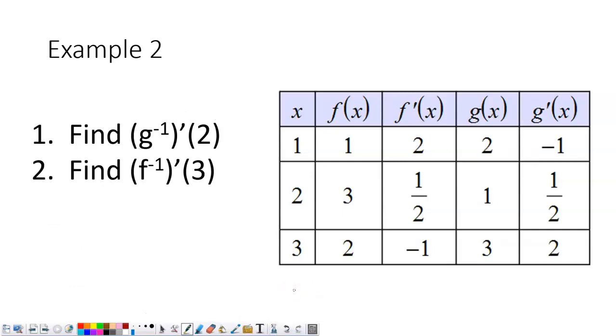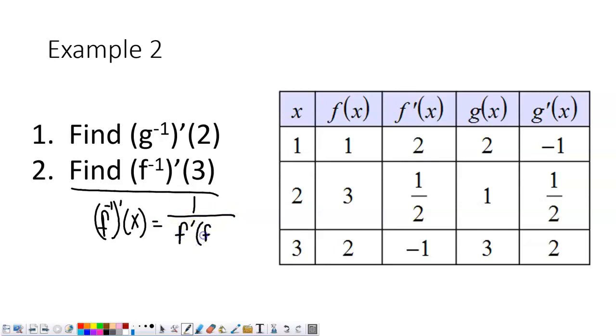All right, so formula, plug in, simplify. Let's do another one here. What would the formula be for this? That's the first thing we need to do. We need to do the formula. So there's the formula for the derivative of f inverse. Next, we need to plug in 3.